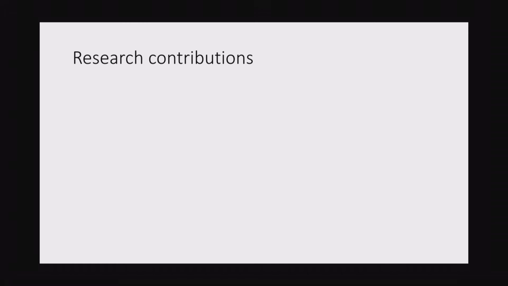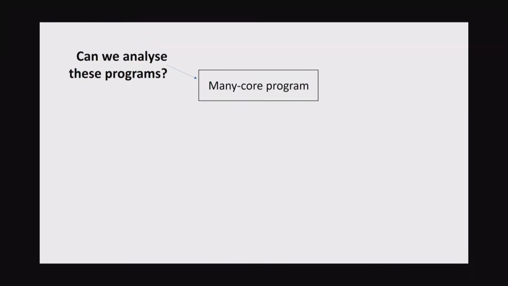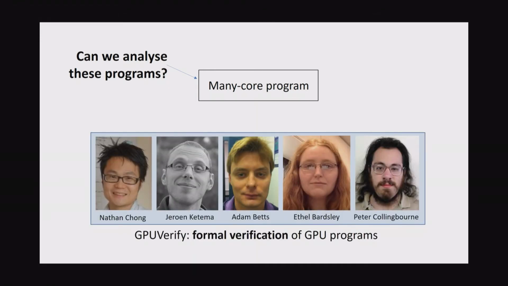We want to attack these many core systems, and one question we'd like to ask is, given these programs that are executed by really a very large number of threads, can we analyze them? Can we find bugs in them, despite this behavioral explosion that I just alluded to? And the first project I want to tell you about in some detail is called GPU Verify. It's a way of formally verifying certain properties of GPU kernels. And I did this in collaboration with several colleagues, but from my research group, this was done with Nathan, Jeroen, Adam, Ethel, and Peter.